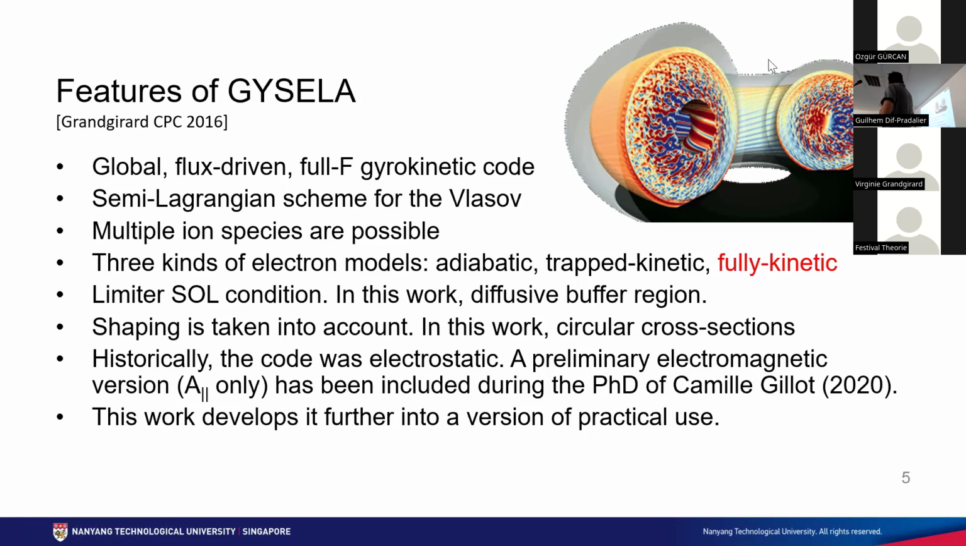So if you want a current, then you need the kinetic electrons to give you the current. In this case, we have a relatively simple boundary condition, which makes a buffer region around the tokamak. So the perturbations will be damped in the buffer region. The shaping is not taken into account, so we're looking at a circular cross section. So boring, but the first step. Historically, the code has been electrostatic. A preliminary electromagnetic version was developed in the PhD work of Camille Pilot. Then we took over last year and started to build on top of it. And we are happy to say that we have a version that is almost ready for practical use.